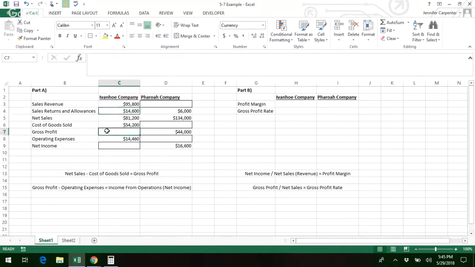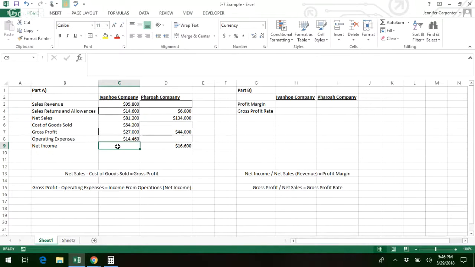Your next problem, you're going to do gross profit, and gross profit is just your net sales minus cost of goods sold, which we have both of those. You're going to take the 81,200 and subtract out the cost of goods sold, which is 54,200 in my problem. You'll get 27,000.